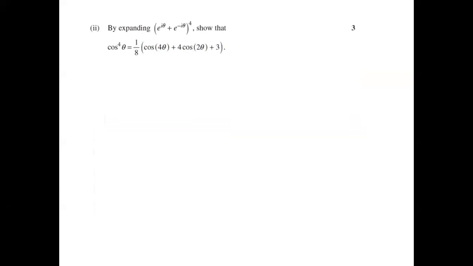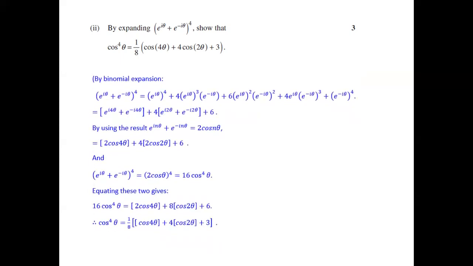For part 2, there's quite a variety of ways of doing it, but the first one is the student using e to the i theta plus e to the negative i theta, to the power of 4, and using binomial expansion. After the binomial expansion, students should collect the terms e to the i 4 theta plus e to the negative i 4 theta together as a group. The other grouping is e to the i 2 theta plus e to the negative i 2 theta. Then they can use the results from part 1 to substitute into it.